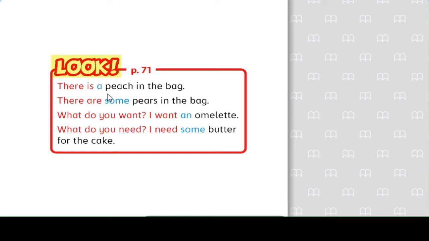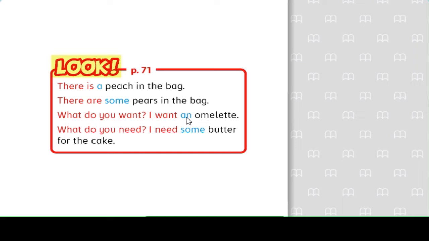Some also refers to the countable nouns. But some means more than one also. Some means a number, but not too much. Maybe 3, maybe 4, maybe 5, but not like 100. And as well, we use a in front of the countable noun, but only one.